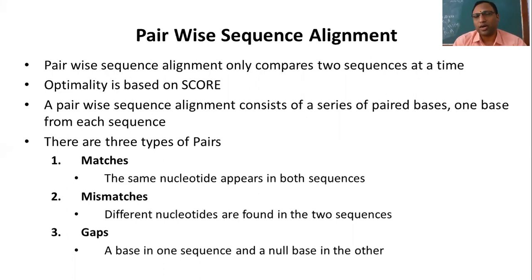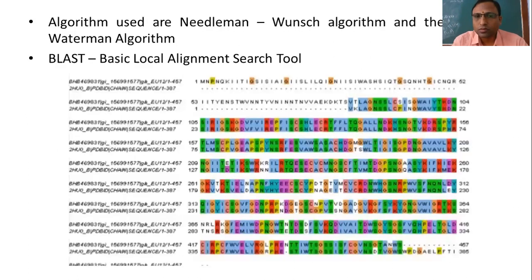The other one is that two different nucleotides are found in the two sequences. And the third one is called a gap. Gap means a base in one sequence and a null base in the other sequence. Null base means there will be nothing, only a dash, and at the bottom there will be a base. When we are comparing, this is called a gap.